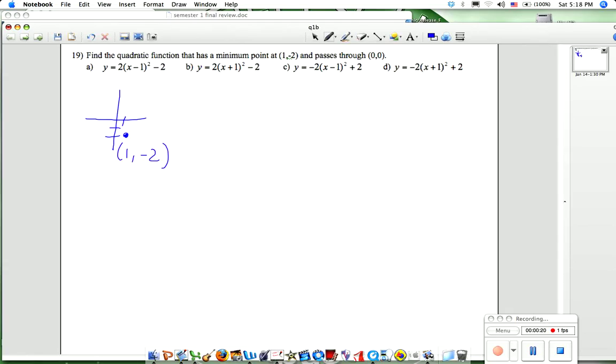Passing through the point (0, 0) means the graph has to go through that point. So within those points, we know it has to be a curve that's running up like that. So this is the graph we're looking for.